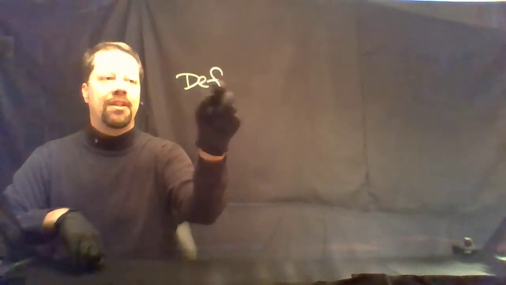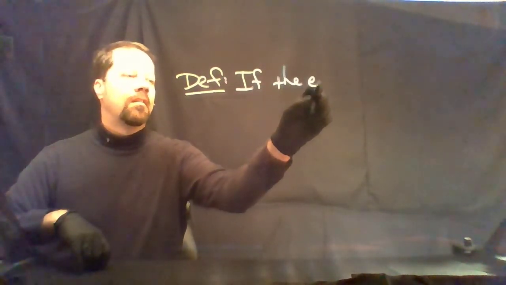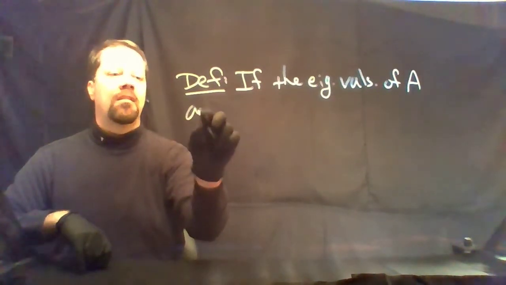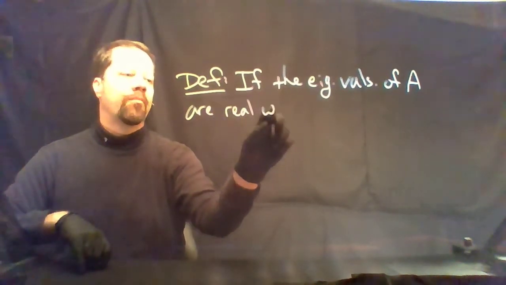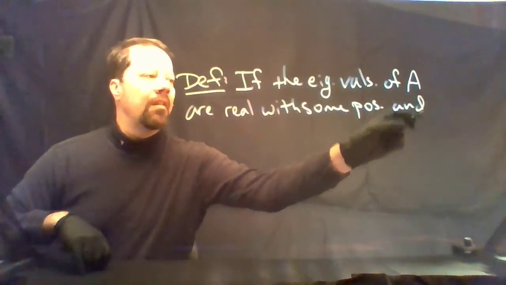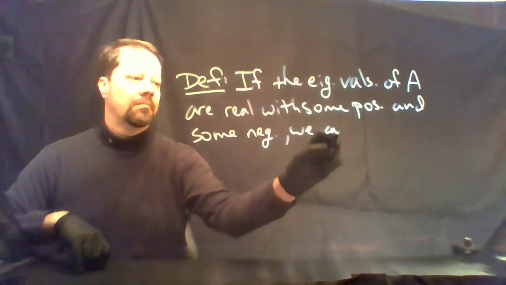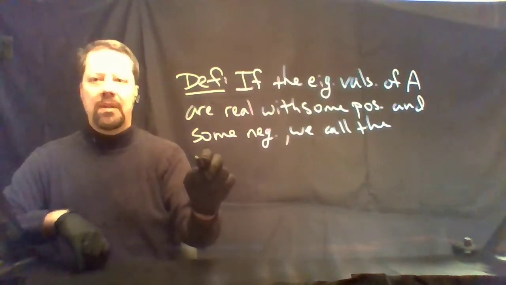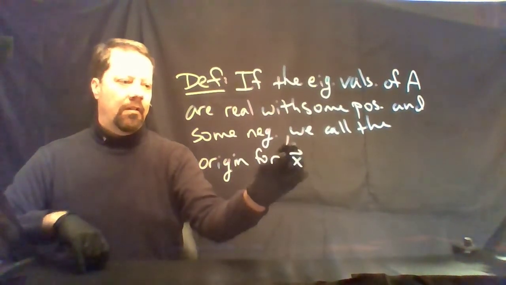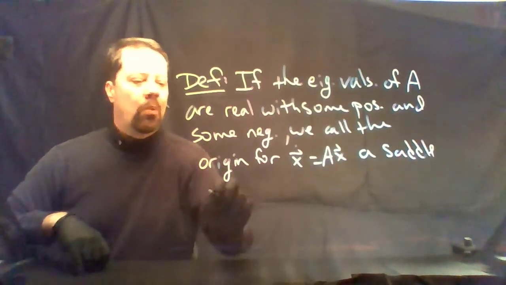We make the following definition. If the eigenvalues of A are real, with some positive and some negative, we call the equilibrium at the origin for the differential equation x dot equals Ax a saddle point.